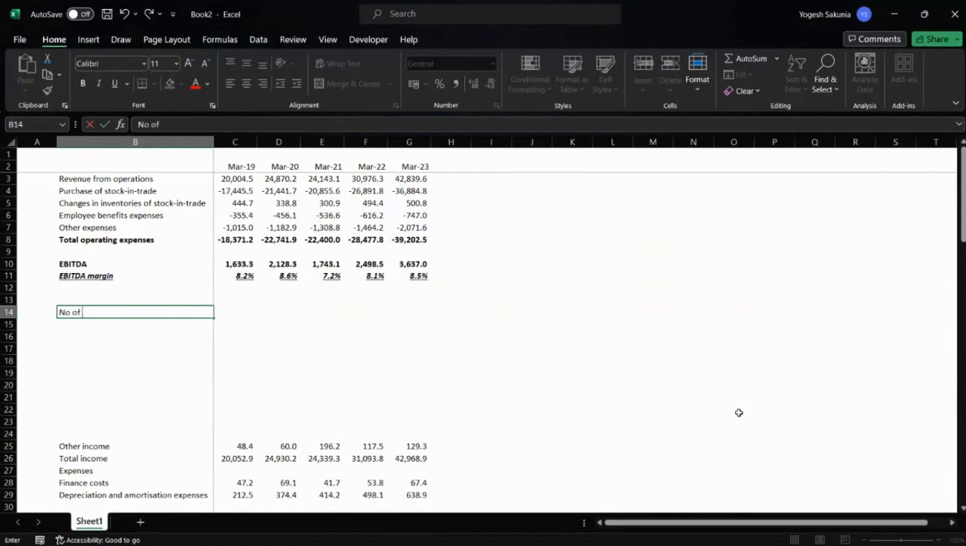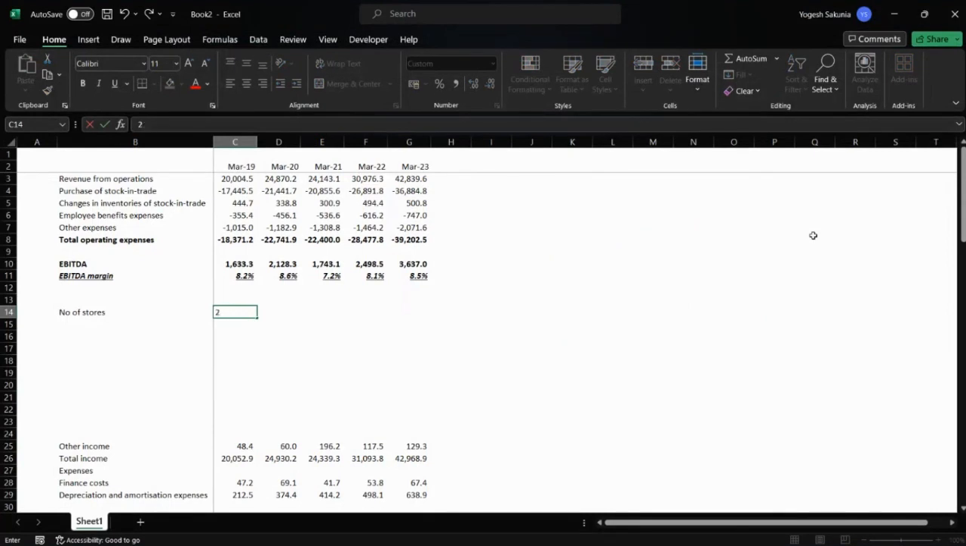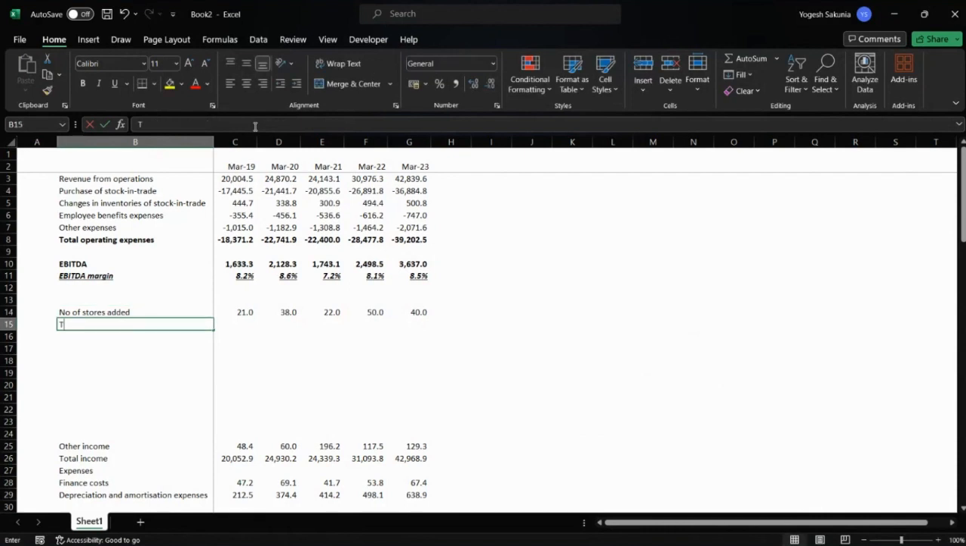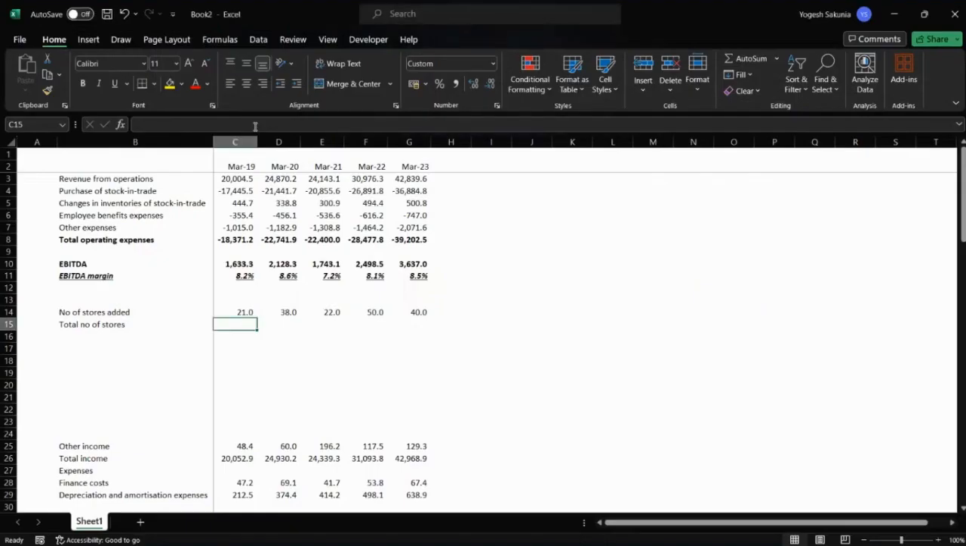Number of stores. So we need it from 19, 21, 38, 22, 21, 21, 38, 20, 38, 22, 50, and 40. That is the number of stores added. And then we have the total number of stores. So we have 176 at the end of 19. Then this plus this gives you 214.